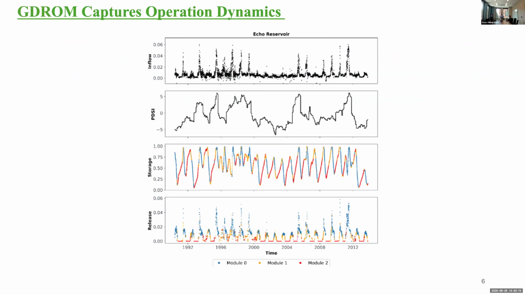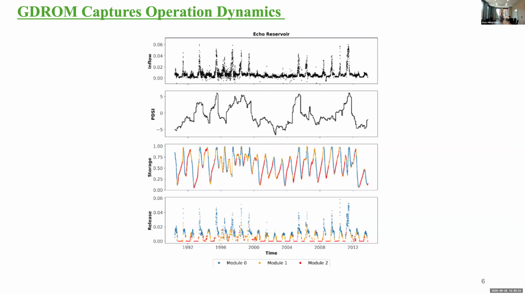All right. So now, in the following few slides, I'm going to show how GDROM captures operation dynamics. This is for Aqua reservoir in Utah. It's a reservoir used for multiple purposes, including recreation, water supply, and probably also irrigation. We found this reservoir could be modeled by only 3 modules. The modules are marked by different colors: blue, pink, and red.